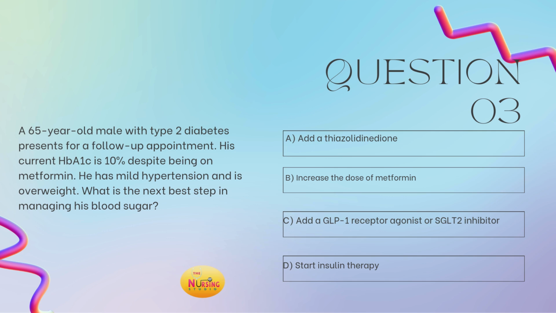All right, so similar question states, what is the next best step in managing his blood sugar? So, all right, what do we have going on? Because we're talking treatment and we're trying to manage his blood sugar. So it's a 65-year-old male with type 2 diabetes. He's already on metformin, but his A1C is 10%. And we're trying to figure out how to better manage it. But you should instantly know when we get to an A1C of 10%, you want to start insulin therapy, right? So D is your best answer.